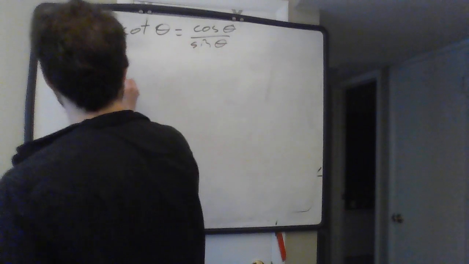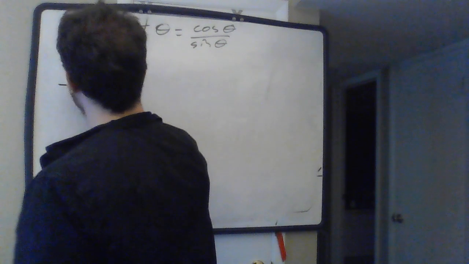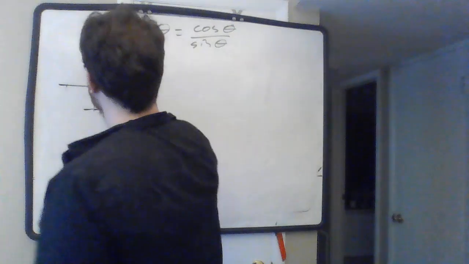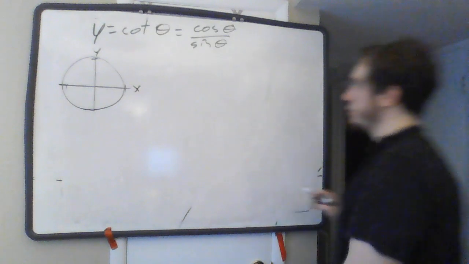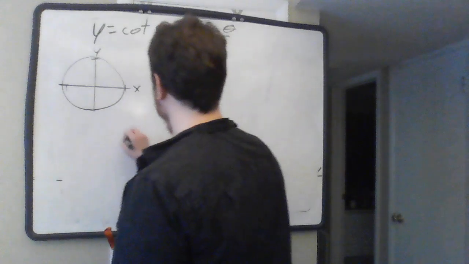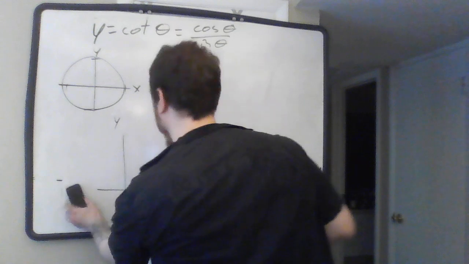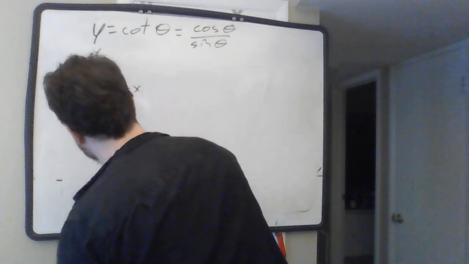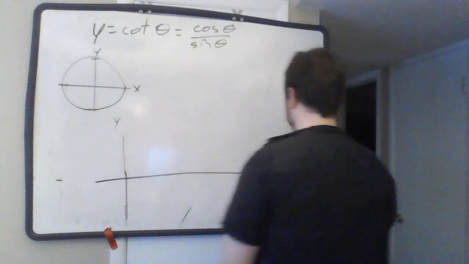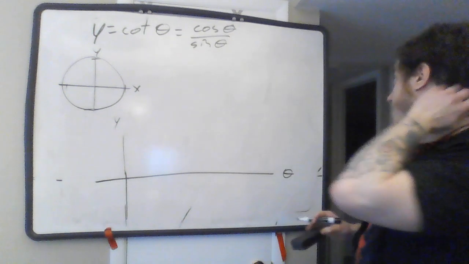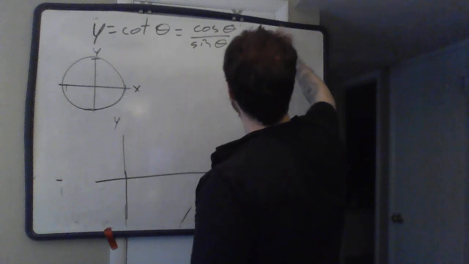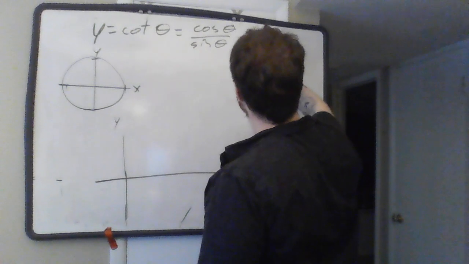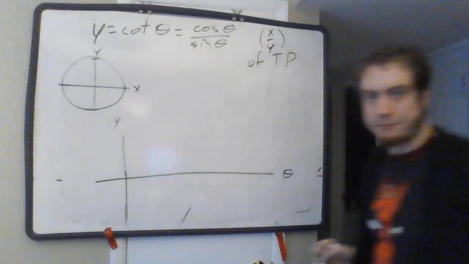Now, again, make a quick sketch of our unit circle. That's a terrible unit circle, but that's okay. We just want to have the basic idea. And then we're going to graph, and let's move that center line up a bit, y versus theta. Okay, so what's going to happen here? Well, this is going to be the x over y of the terminal point.